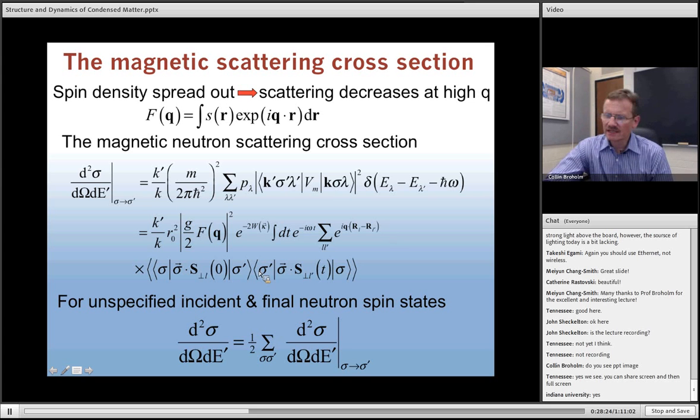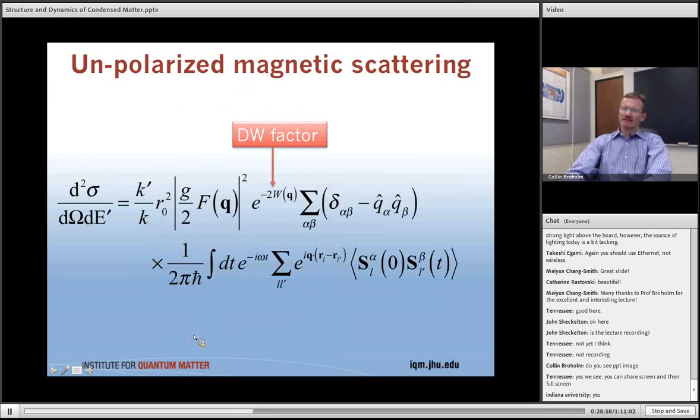Now, this expression involves both a thermal average, which is the outer parentheses, but also a matrix element that involves the spin state of the neutron, the initial spin state and the final spin state of the neutron. If we have an unspecified incident and final neutron spin state, then I get to average over those things. So this would be the specified cross-section, but if I don't know the incident neutron spin or the scattered spin state, then I get to sum, and this is what I end up measuring. Once I carry out that summation, I end up with this expression for the unpolarized magnetic neutron scattering cross-section.